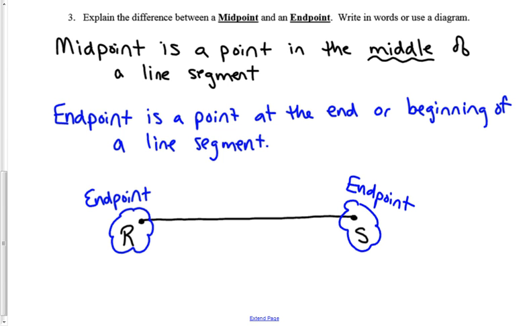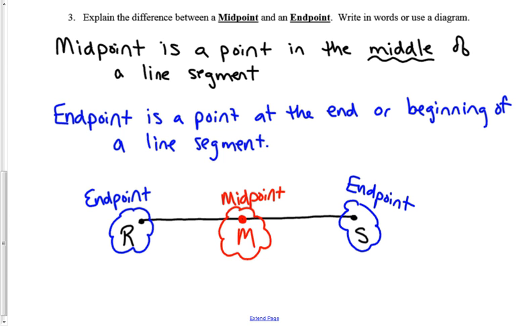I put those in blue. I'm going to go ahead and put my midpoint in red, and it's going to go right in the middle. So here's my midpoint. We typically label the midpoint M. I'm going to go ahead and put a little cloud in there. So again, the midpoint is in the middle between the endpoints, in this case, R and S.